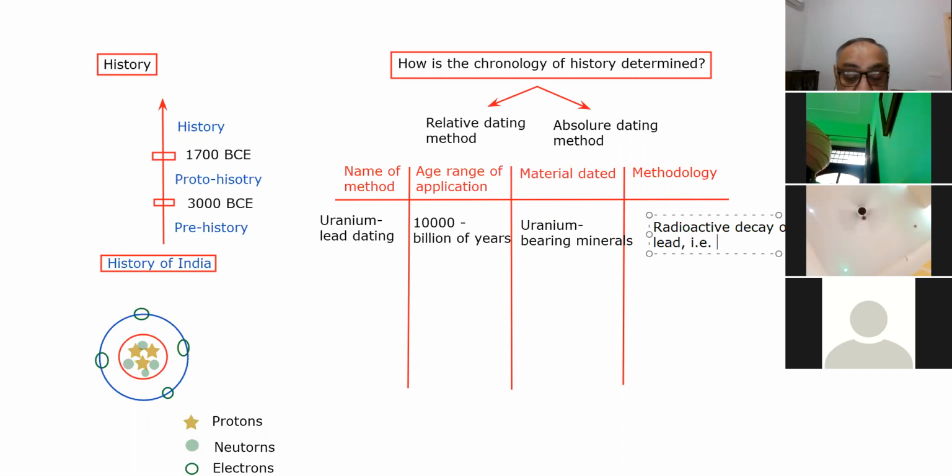That is the decay of uranium 238 isotope into lead 206 isotope, and uranium 235 isotope into lead 207 isotope. ये इसमें यूज करते हैं हम. So uranium into lead, इसका हाफ साइकिल देखते हैं.